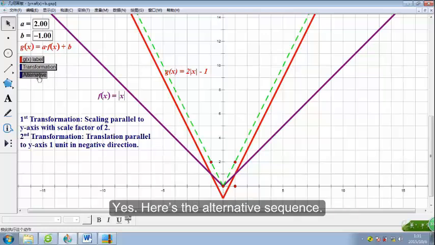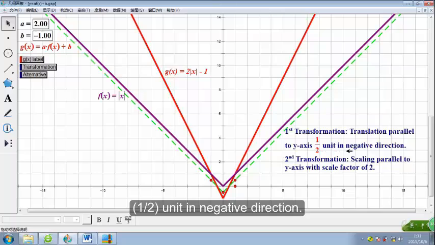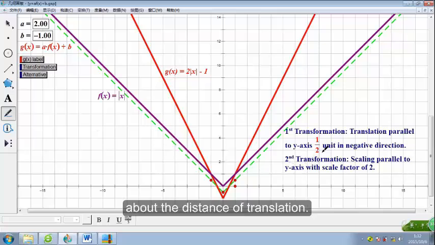Yes, here's the alternative sequence. First transformation, translation parallel to y-axis, half unit in negative direction. We shift the graph downward by half unit to obtain the green dotted line. Second transformation, scaling parallel to y-axis with scale factor of 2. We multiply each y value by 2 to obtain the red line, which is the graph of g(x). For this sequence, we need to be very careful about the distance of translation. It is half rather than 1 unit.